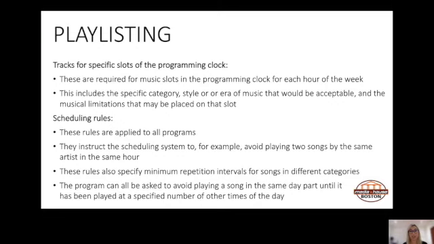And then there are scheduling rules. These rules are applied to all programs. They instruct the scheduling system to, for example, avoid playing two songs by the same artist in the same hour or back to back. These rules also specify minimum repetition intervals for songs in different categories. The program can be asked to avoid playing a song in the same day part until it has been played a specific number of other times of the day.